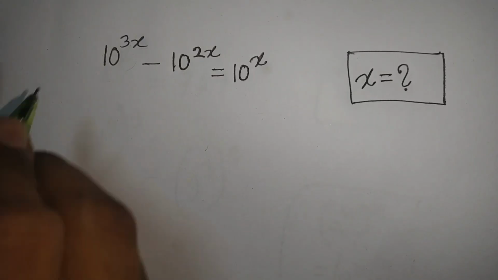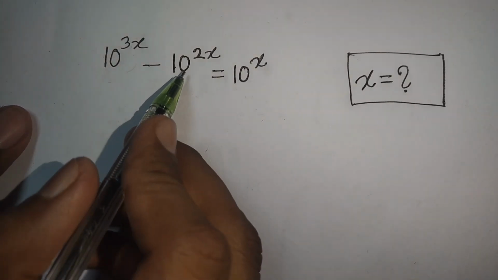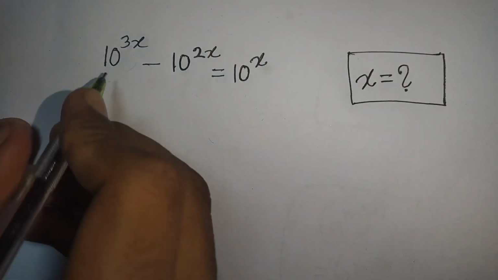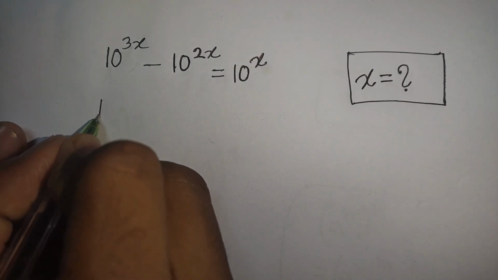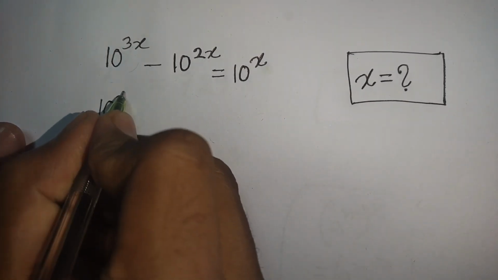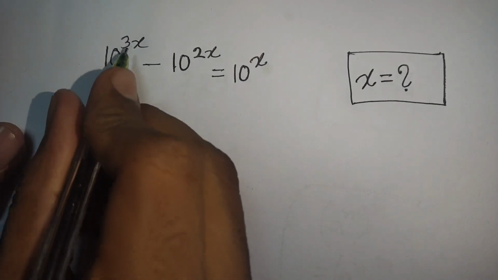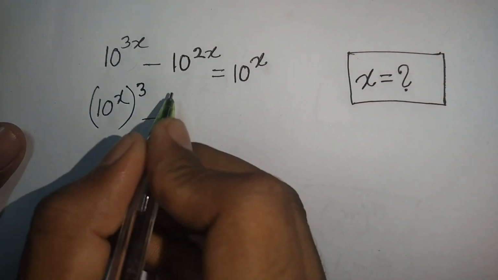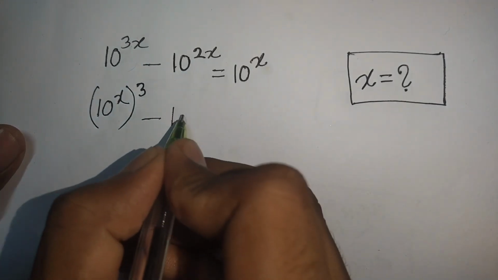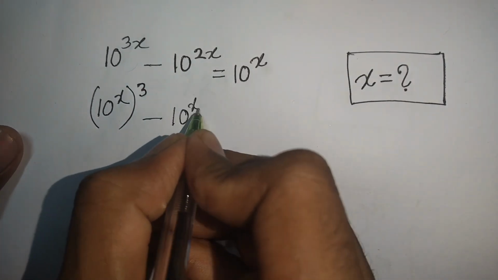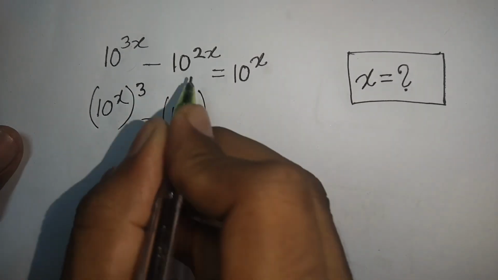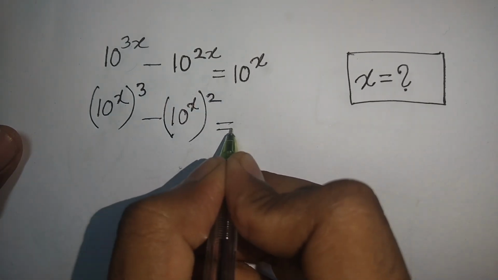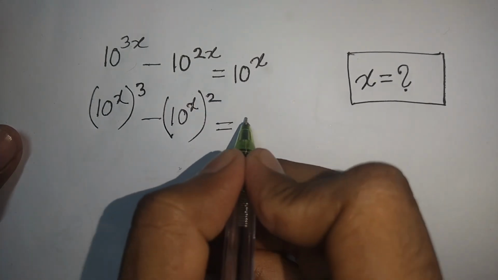How to solve 10 power of 3x minus 10 power of 2x is equal to 10 power x. What is the value of x? So I have 10 power of 3x can be written as 10 power x, then bracket power of 3, then minus 10 power of 2x is same as 10 power x, then bracket power of 2 is equal to 10 power x.